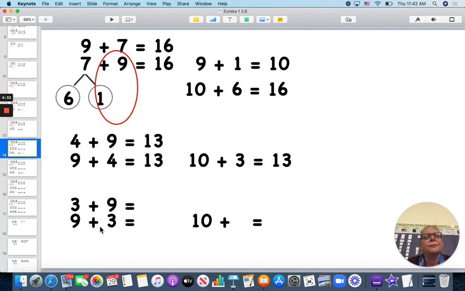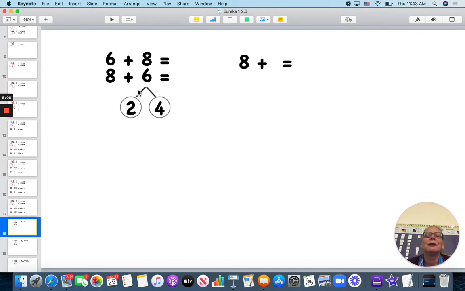Let's look down here. 3 plus 9, 9 plus 3. I have to break the 3 apart in my head. I know 9 plus 1 is 10, so I have to take 1 away from the 3. That's going to leave me with a 2. Right. What is 10 plus 2? 10 plus 2 is 12. That means 3 plus 9, and 9 plus 3 are also 12.